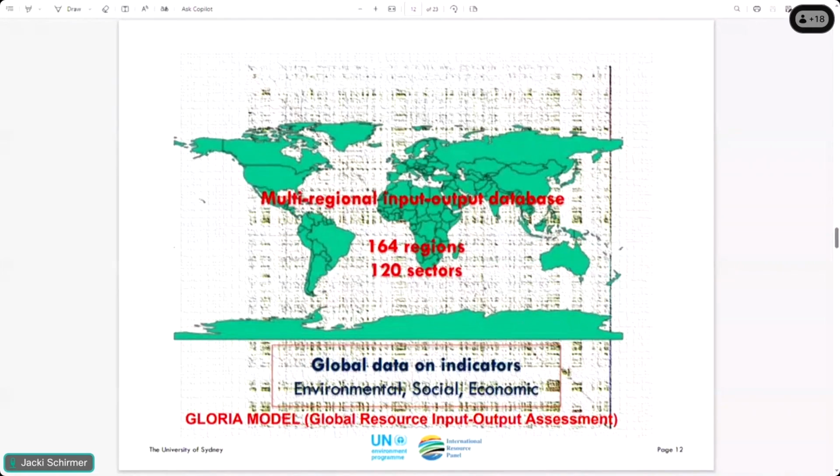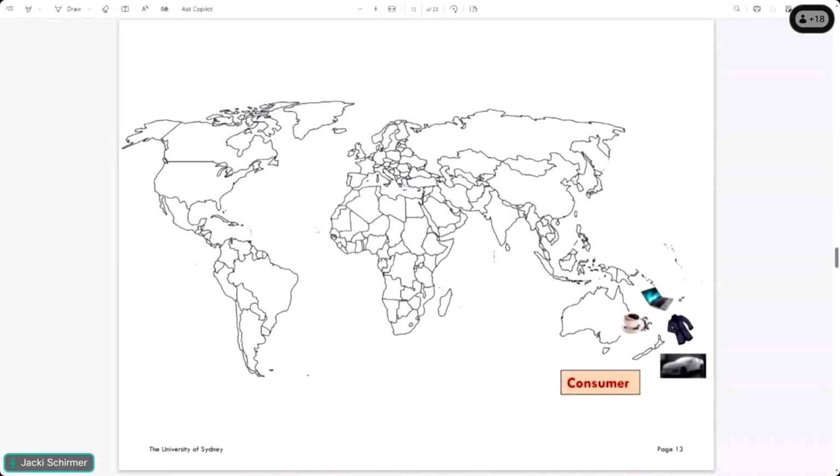If you wanted to visualize this multi-regional input-output database, there are 164 regions stacked in the columns and 164 regions stacked in the rows, and if you blow those regions out, for each we have 120 sectors, and all these interactions are captured in monetary terms in this matrix. This matrix can be coupled with another matrix on environmental, social, and economic data: emissions information, water use, land use, biodiversity threats, social impacts. That's the model we use for quantifying spillovers.